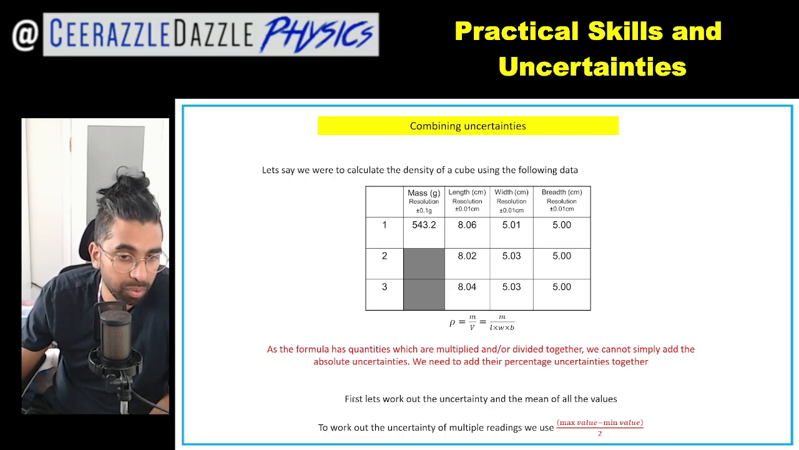First of all, you need to work out the uncertainty value, then we work out the percentage uncertainty. So don't forget, you have 3 readings. If you have 1 reading, you defer to the resolution of the instrument, fair enough, but now we have 3 readings, we're going to use the max minus min divided by 2. So maximum value minus minimum value divided by 2 for each one of them.